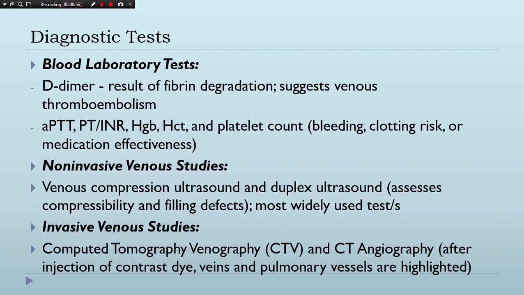Some diagnostic tests that we might see in either the diagnosis or the continued assessment of somebody with a blood clot. D-dimer is the standard laboratory test to diagnose somebody with a venous thromboembolism. The positive result is going to show the breakdown of fibrin or the breakdown of clot. Okay? So the result is a fibrin degradation or fibrin lysis.